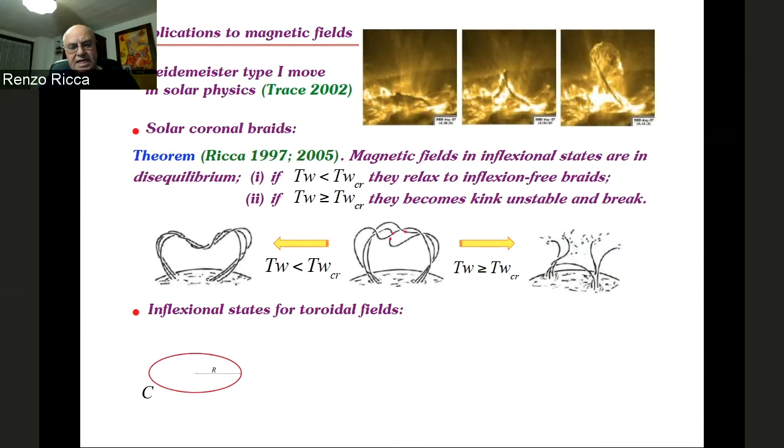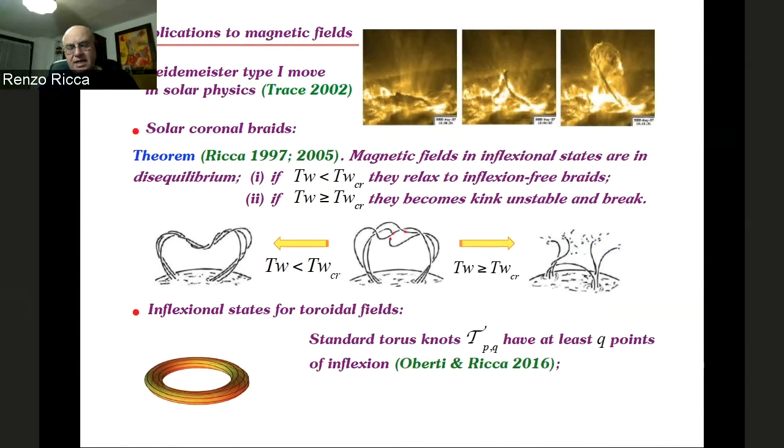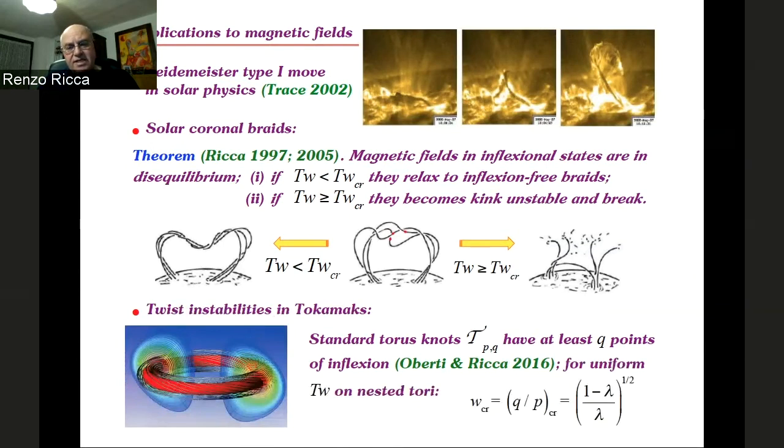Indeed, if we investigate the number of wraps along the large and the small radius of the torus, then these torus knots have at least 2 points of inflection. And in particular, we can locate these points. And these points, for a uniform twist on nested tori, present problems, and present problems for tokamaks.